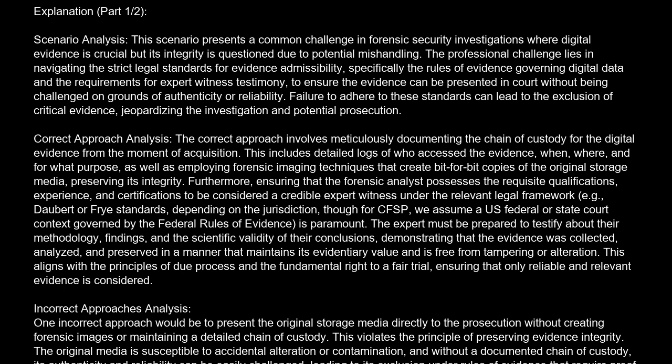Incorrect approach analysis. One incorrect approach would be to present the original storage media directly to the prosecution without creating forensic images or maintaining a detailed chain of custody. This violates the principle of preserving evidence integrity. The original media is susceptible to accidental alteration or contamination, and without a documented chain of custody, its authenticity and reliability can be easily challenged, leading to its exclusion under rules of evidence that require proof of authenticity and prevention of spoliation.